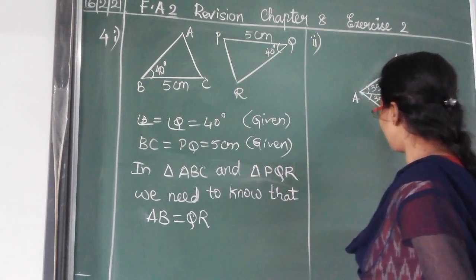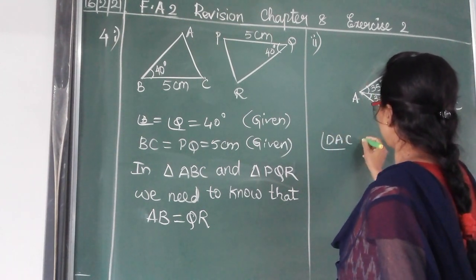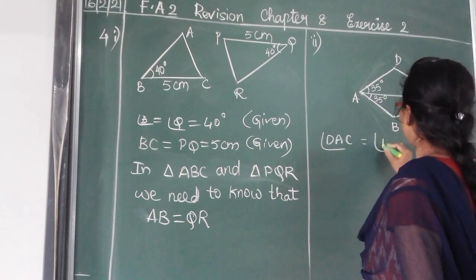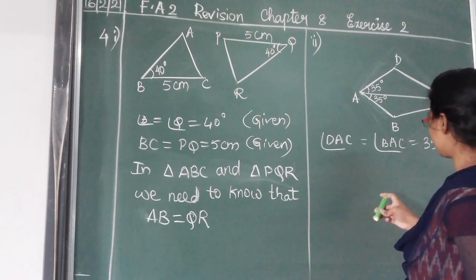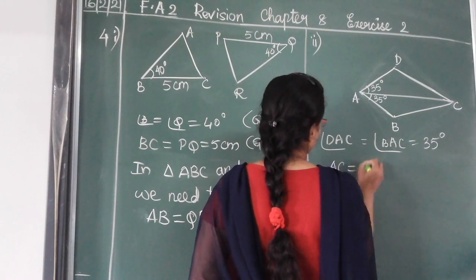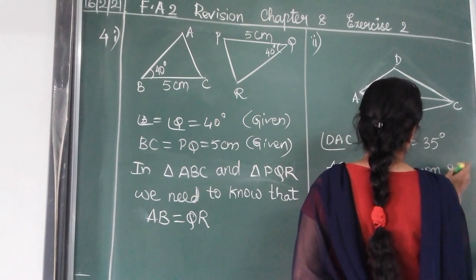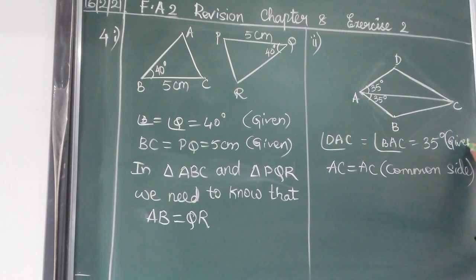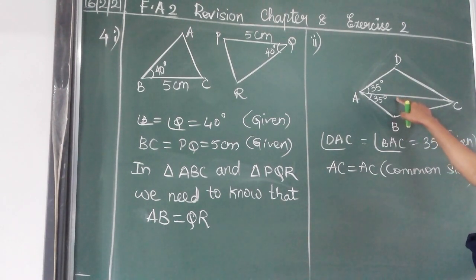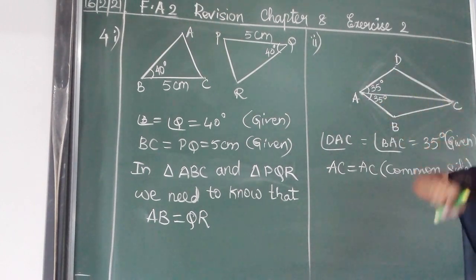This is the second figure which is given. So here you can see that angle DAC is equal to angle BAC is equal to 35 degrees. Angle is same. Now AC is equal to AC. This is the common side. Whatever is given first, we are writing that. These two are equal and have a common side. Now what is required is AB is equal to AD. This is what they have to give.